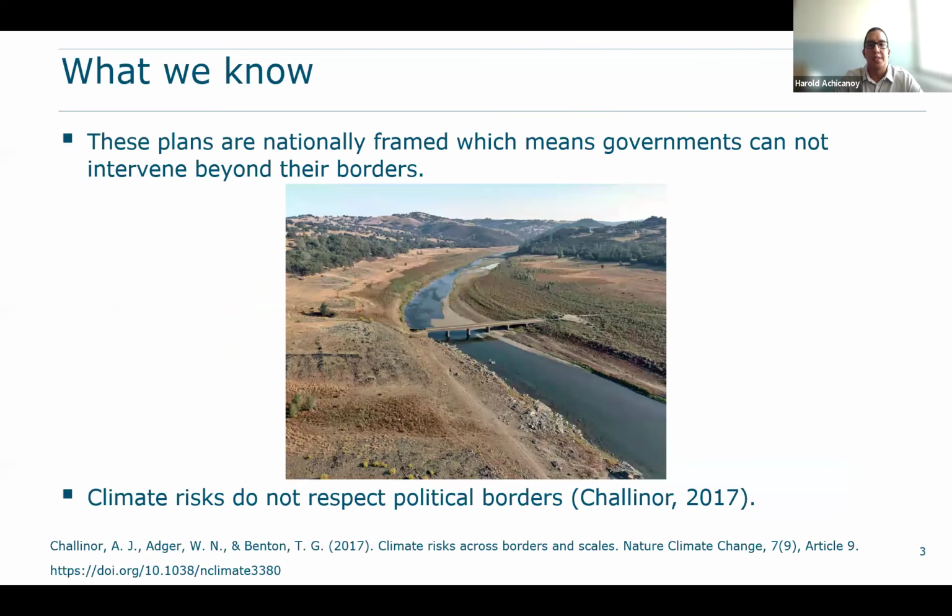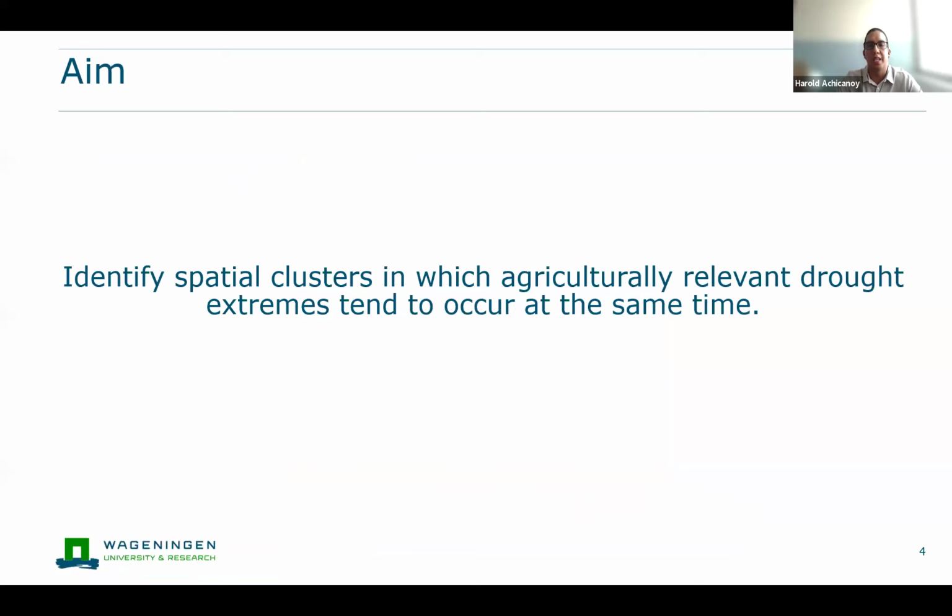These plans that I previously mentioned are nationally framed. What this means is that the governments cannot intervene beyond their borders, except in some specific regions. However, the climate risks do not respect political borders. So the aim that we wanted to accomplish in this research is to identify spatial clusters in which agriculturally relevant drought extremes tend to occur at the same time.